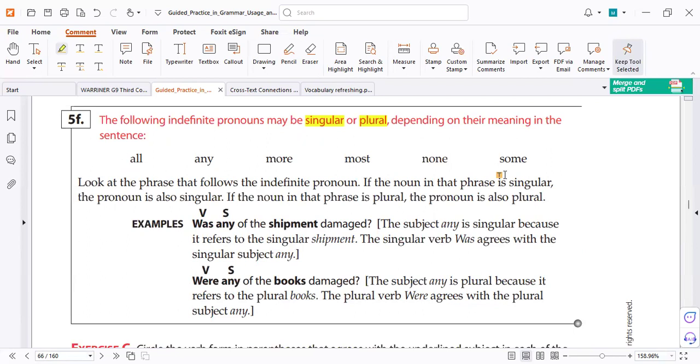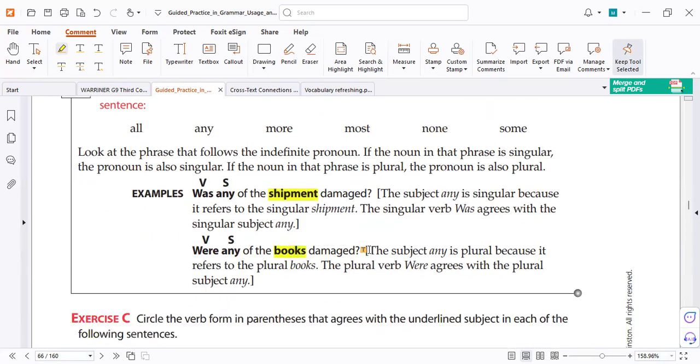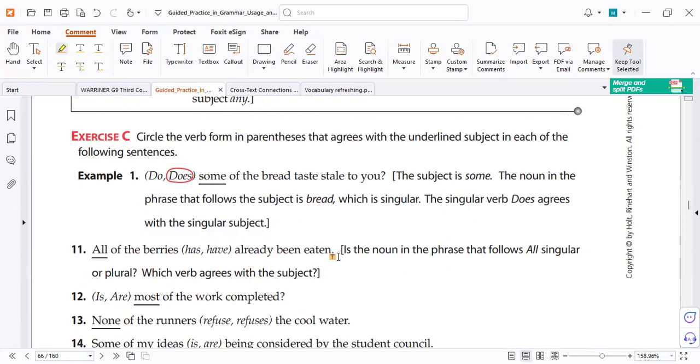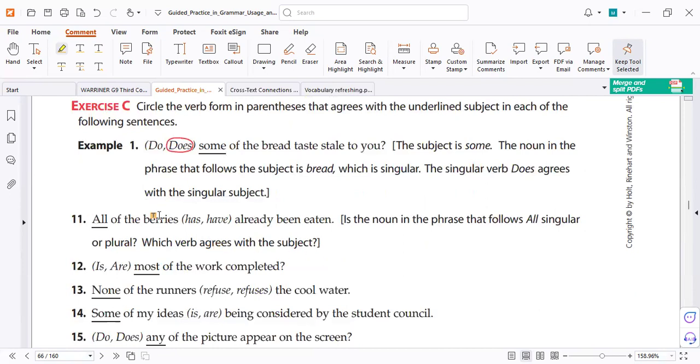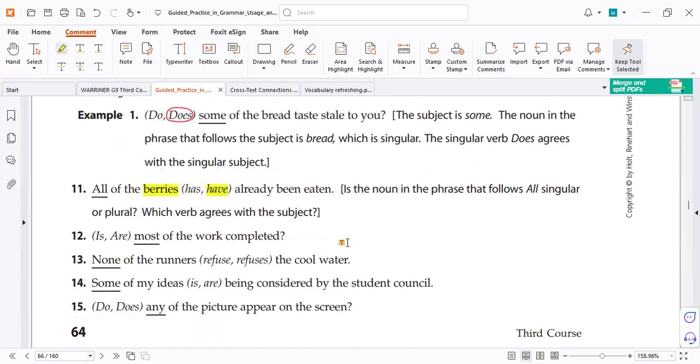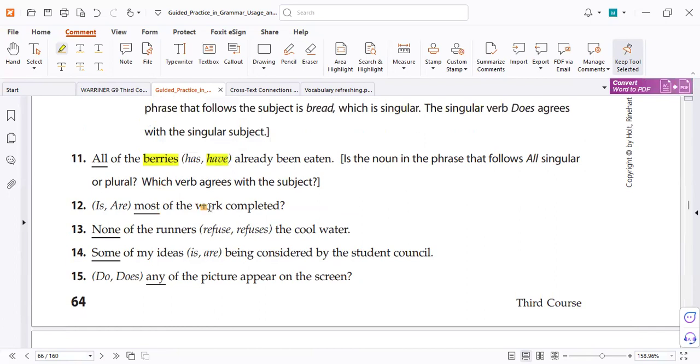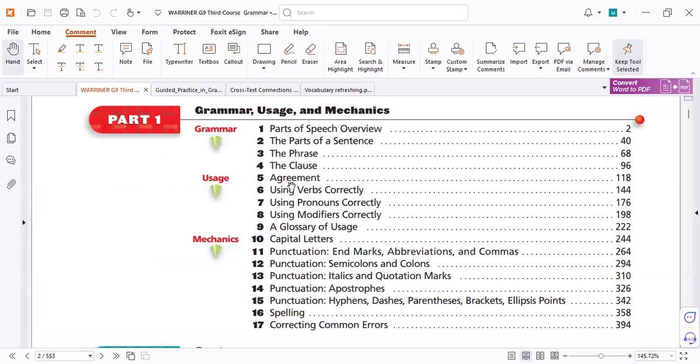How can I know? Check what it refers to. Any of the shipment, singular. Any of the books, so it's plural. So it refers to the next noun. Here, for example, all of the barrels, so it's plural, so it's have. Most of the work, so the work is singular. None of the runners, so it's plural. So easy to know. All of these notes are in the book, so be careful.